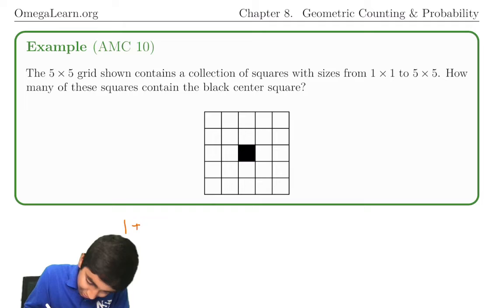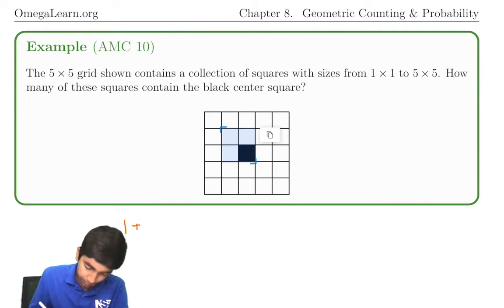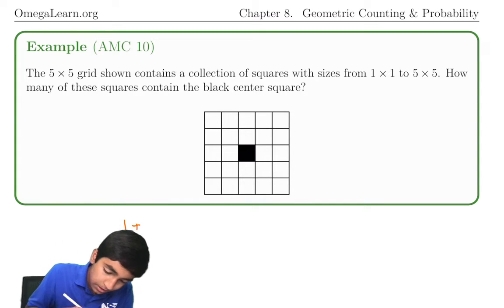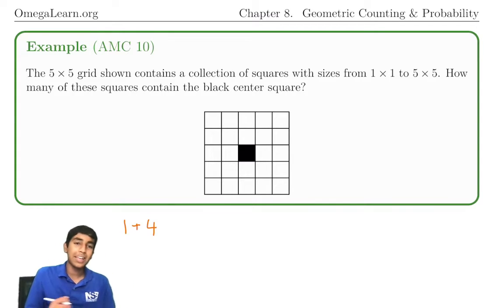Let's see. There's this one over here. There's also this one over here. There's this one over here. And there's this one over here. There's 4. Now, we can keep going on counting, but let's see something a little bit smarter.